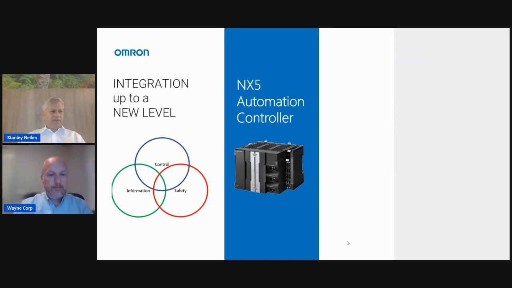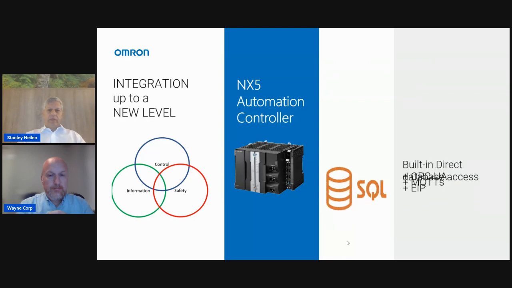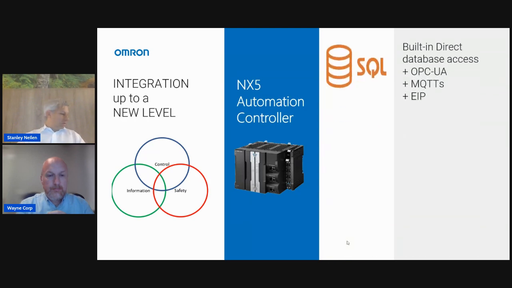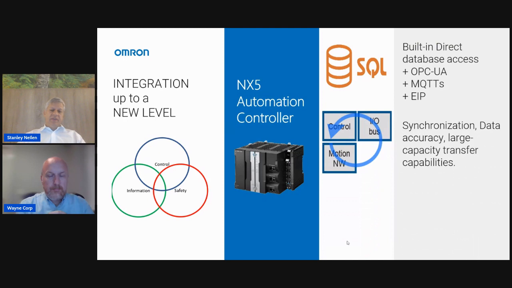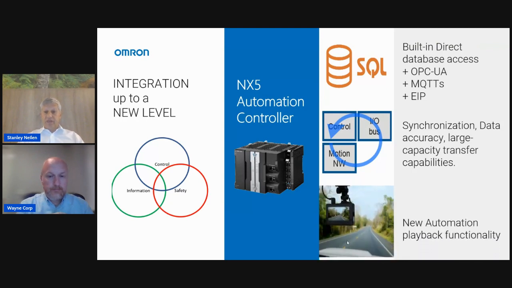It has a new level of integration where we not only have the control, but also the safety and other core features integrated into one controller. So, for example, there is built-in direct database access with MQTT and OPC UA. What is important in the NX5 is that we synchronize all the control, IO bus and motion network in one single cycle. So the data accuracy, the synchronization is a unique feature of the whole Sysmac platform, and with NX5 we talk about it specifically. And the new Automation Playback functionality is what we're going to focus on.